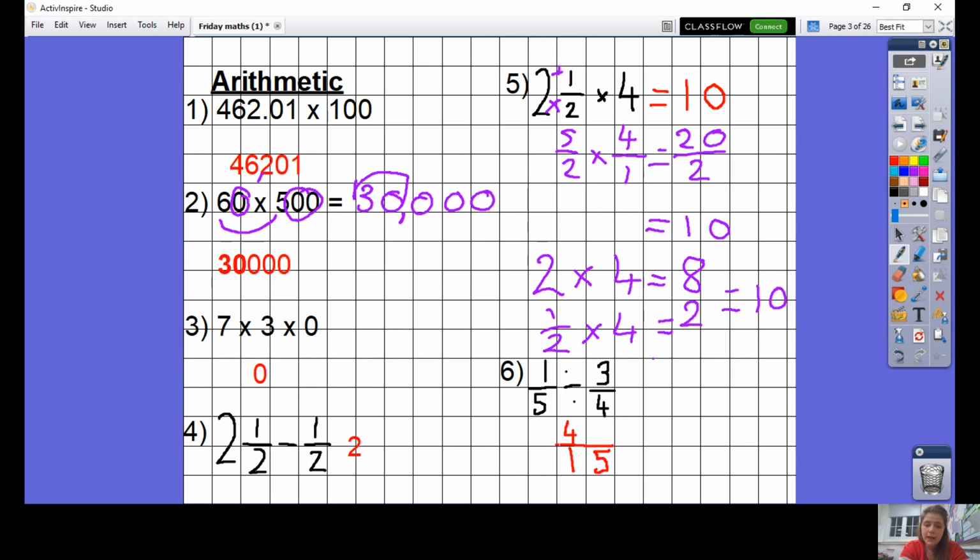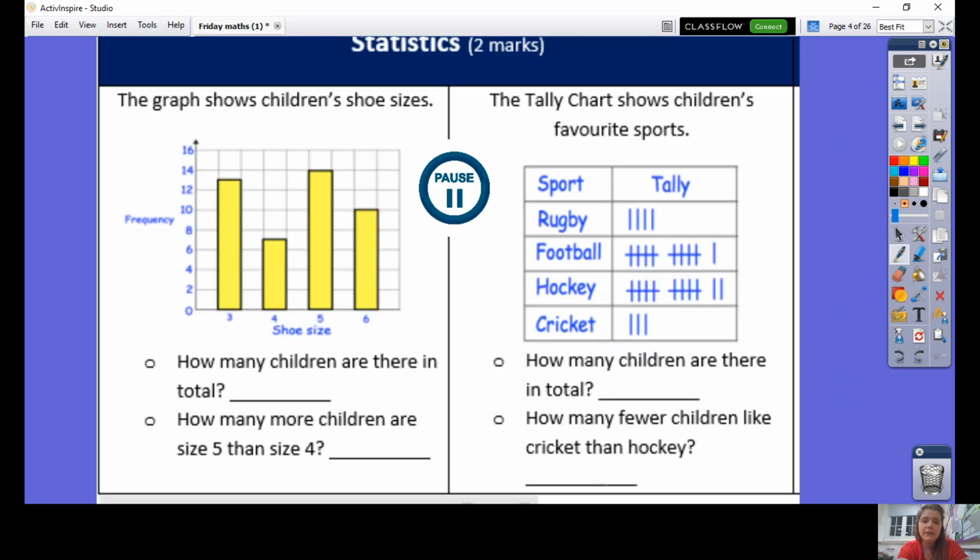And finally, for your dividing fractions, don't forget to keep, flip and change so that in the end you're doing 1/5 times 4/3 to get 4 over 15. Right, it's time to pause the video and have a go at these reasoning questions. These reasoning questions are based on our last topic of statistics. So pause the video, there's just 4 questions to do in total. So please have a go at these 4 reasoning questions now.